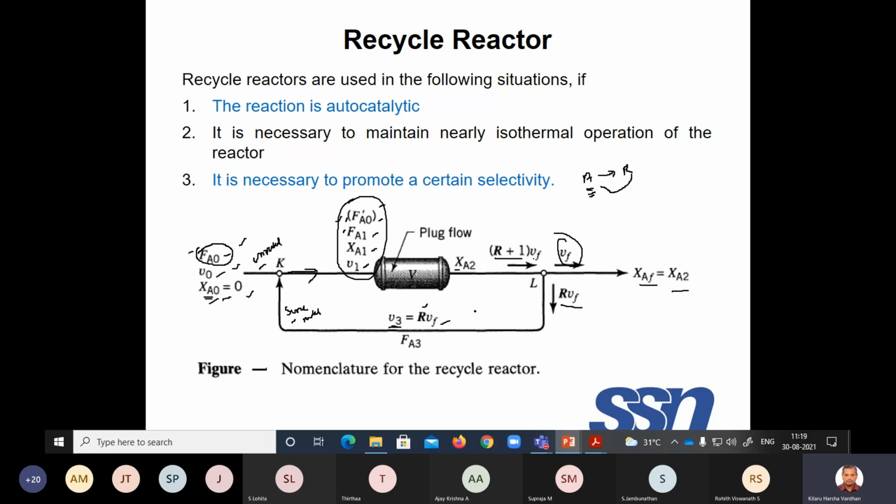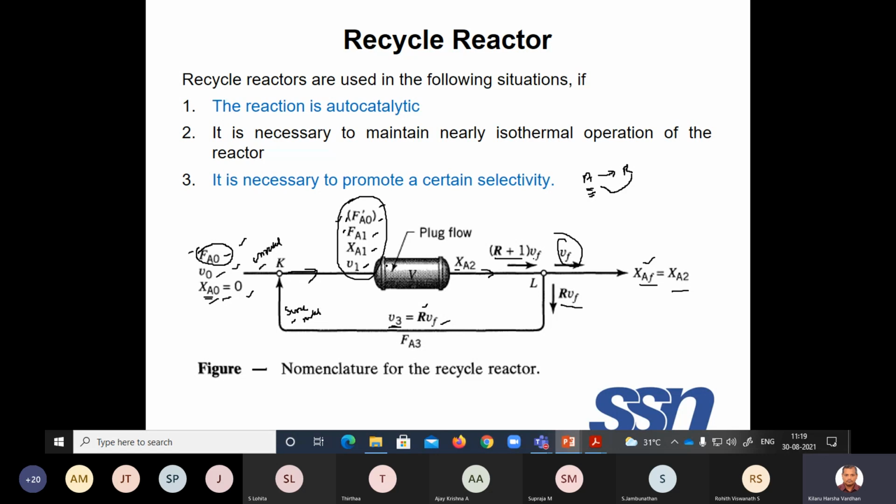So the rest of the thing is self-explanatory. XA2, what is getting out, is nothing but the final conversion, right? XAF is XA2. So let us go to the derivation now. We need to do a material balance around this. If you are going to do a material balance around this, what is the inlet to this plug flow reactor? This is the plug flow reactor inlet and this is the outlet. So for this, you should have XA1 to XA2, that is in the integral part.